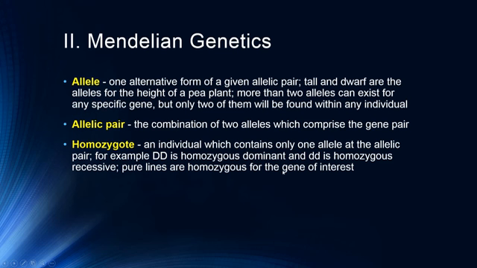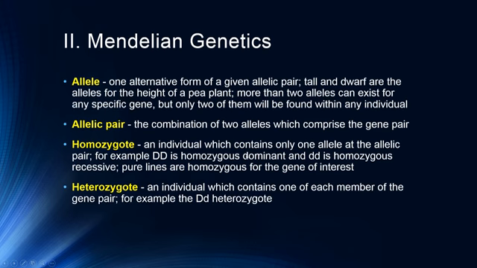Pure lines are homozygous for the gene of interest. So we're talking about an individual with a homozygous allele. It contains both the same alleles. So for example, blue eyes are recessive. They have to have a matched allelic pair for that particular gene. All blue-eyed people are homozygotes for that eye color.